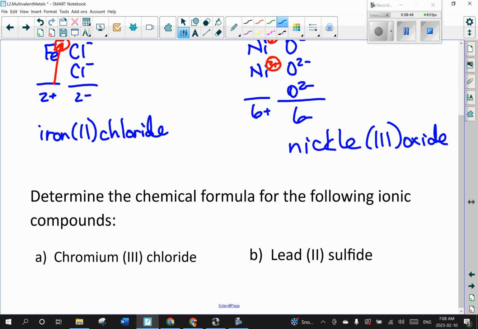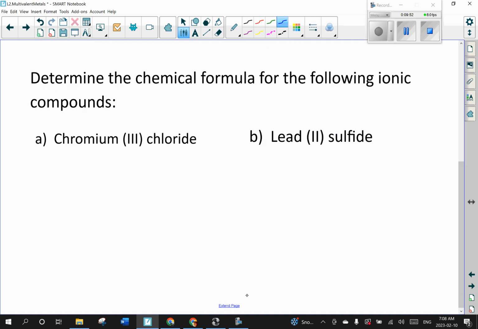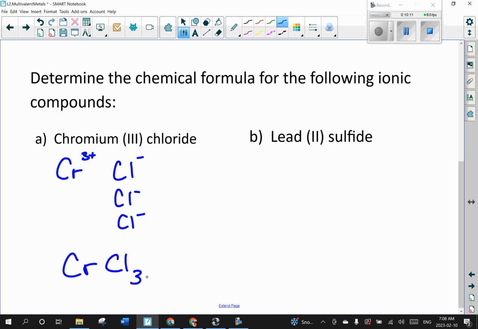Try these. Hit pause. Now I go chromium 3. Chromium is Cr. That's telling me it's 3 positive. Chlorine is a 1 negative. I would need 3 of those to balance out my charges. So this is a Cr, and I need 3 of those.